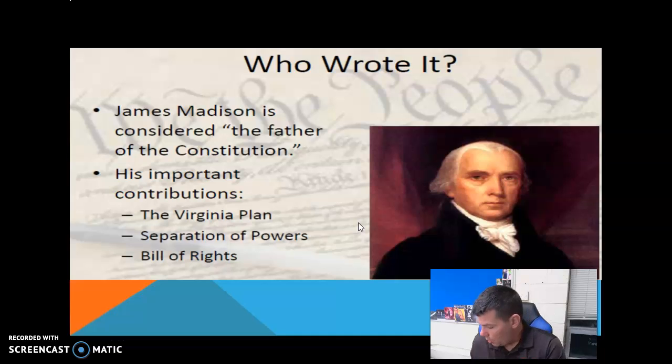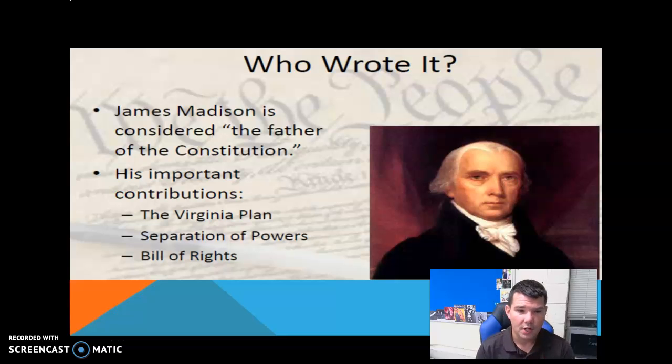So who wrote the Constitution? So now again, we're still in your notes. Who wrote it? It's James Madison. He's referred to as the father of the Constitution. And all things you should have learned about before, so it shouldn't be anything new. I'm just reviewing this with you from 8th grade year.